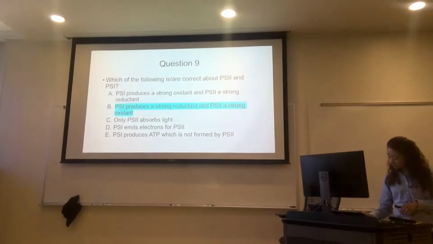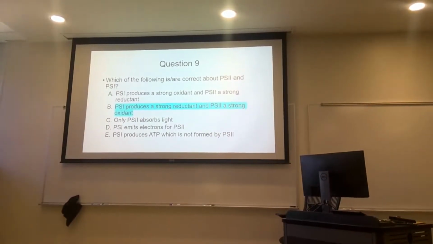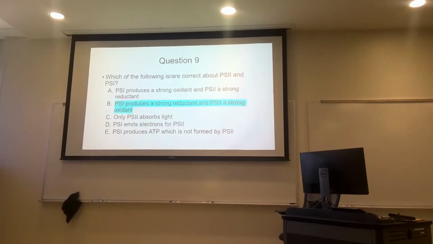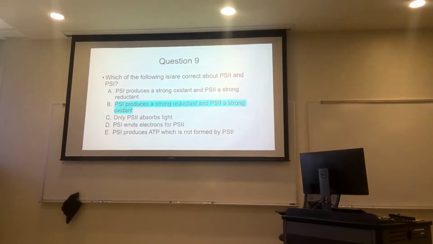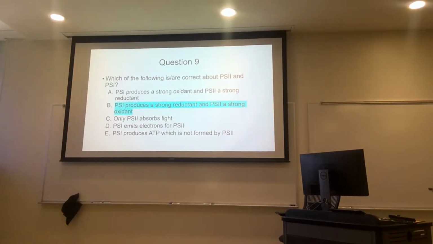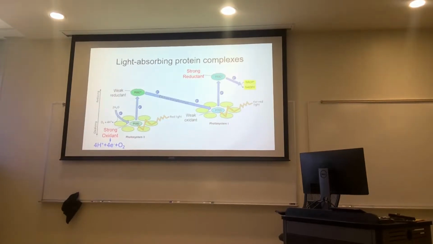So photosystem 1 produces a strong reductant and photosystem 2 a strong oxidant. C is incorrect, both of them absorb light. Photosystem 1 doesn't emit electrons for photosystem 2, and photosystem 1 producing ATP is incorrect as well.